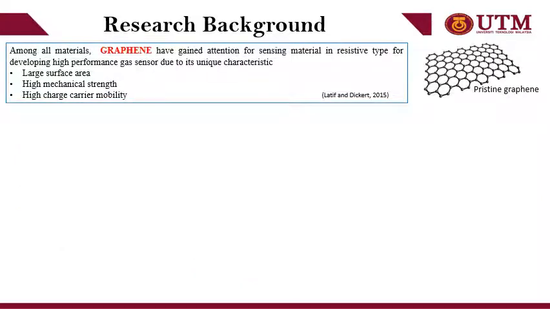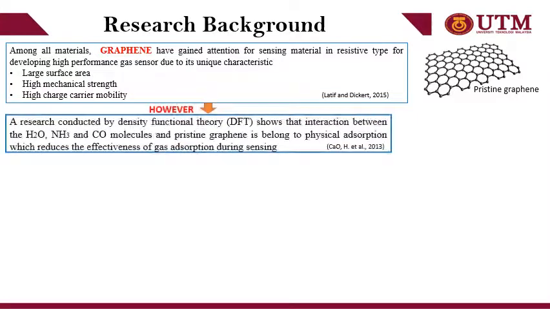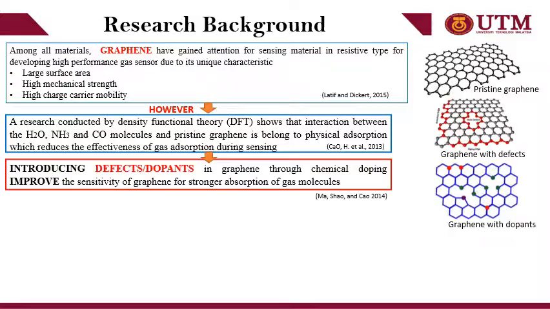Among all the materials, graphene has gained attention as a sensing material in resistive type for developing high-performance gas sensors due to its unique characteristics such as large surface area, high mechanical strength, and high charge carrier mobility. However, research conducted using density functional theory shows that the interaction between water molecules, ammonia, and carbon monoxide with pristine graphene is physical absorption, which reduces the effectiveness of gas sensor absorption during sensing. So we will introduce defects or dopants in graphene through chemical doping to improve the sensitivity of graphene for stronger absorption of gas molecules.